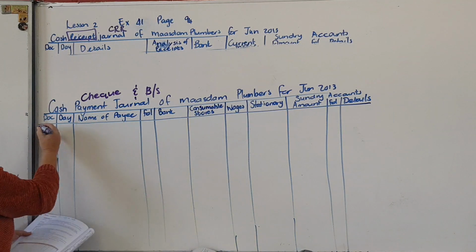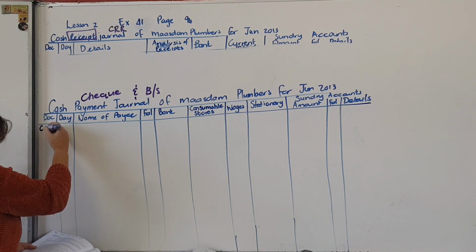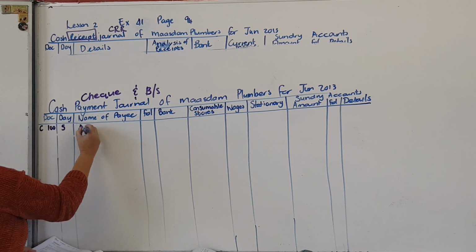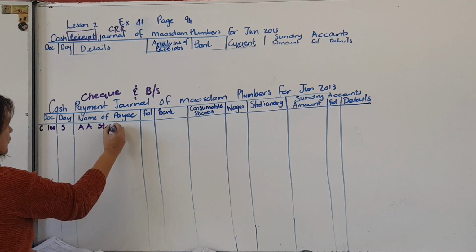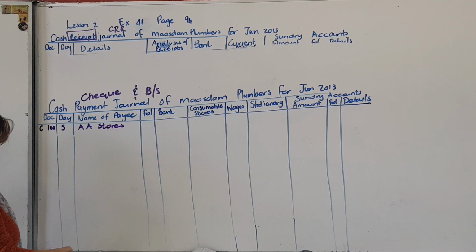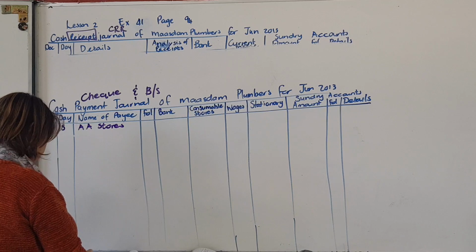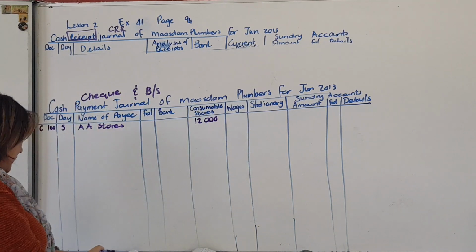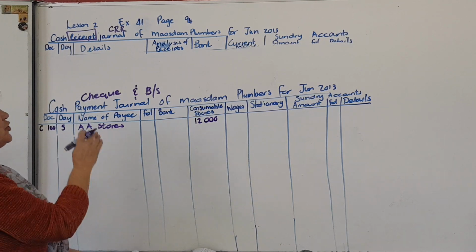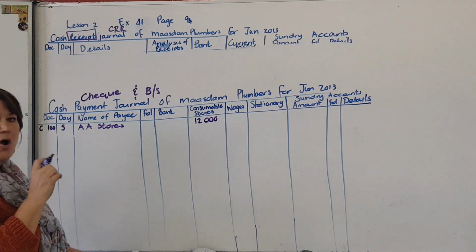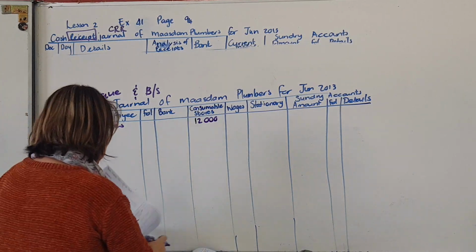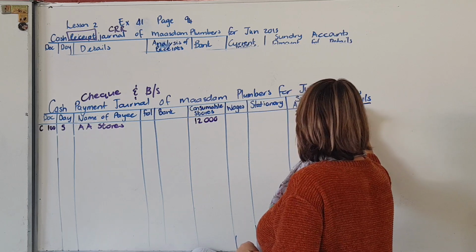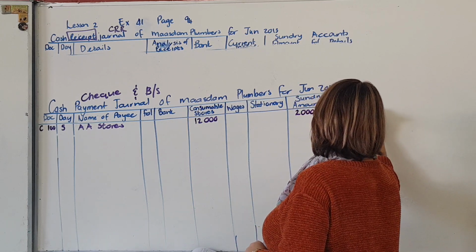Alright, so here you're going to have check number 100 on the 5th, AA stores. Alright, the amount, don't worry about your bank now, 12,000, consumable stores and equipment. I do not have an equipment column, so that's why I'm going to go to my summary and I'm going to put the amount 2,000 and I'm going to write equipment.